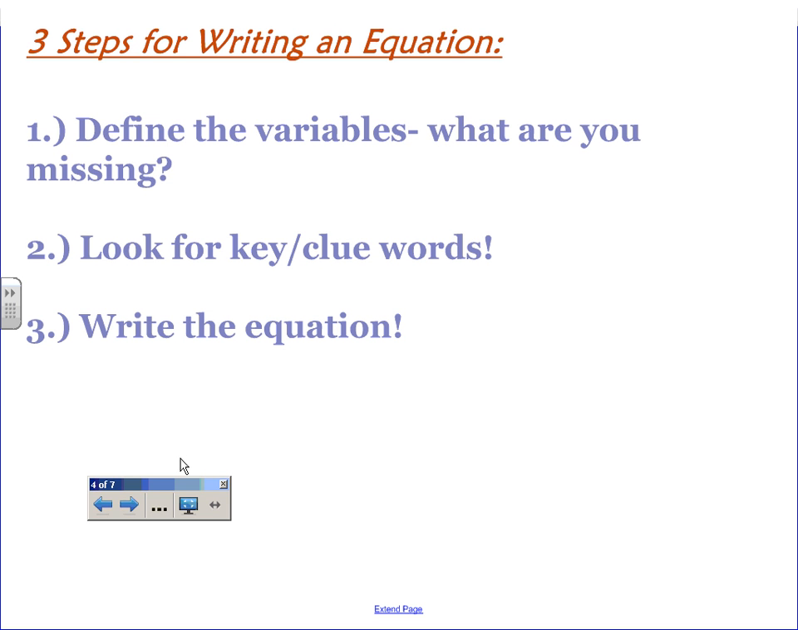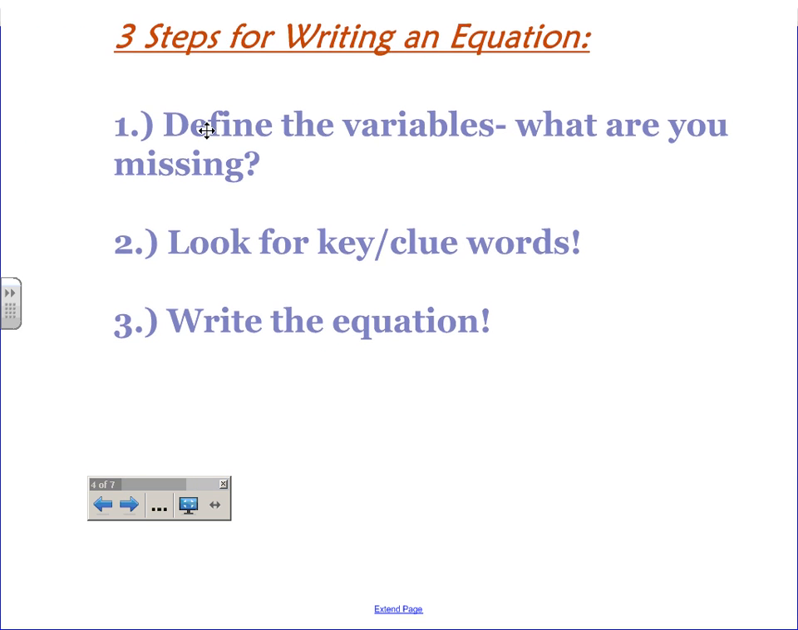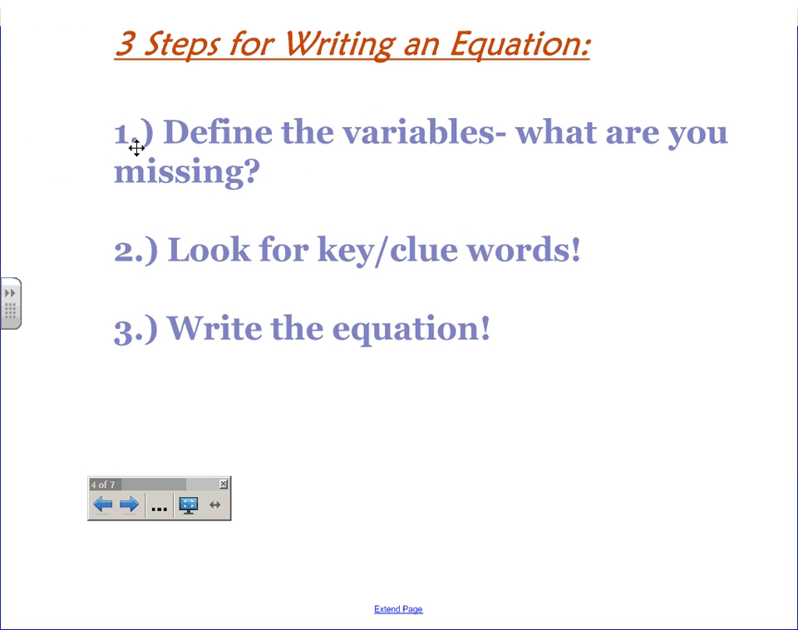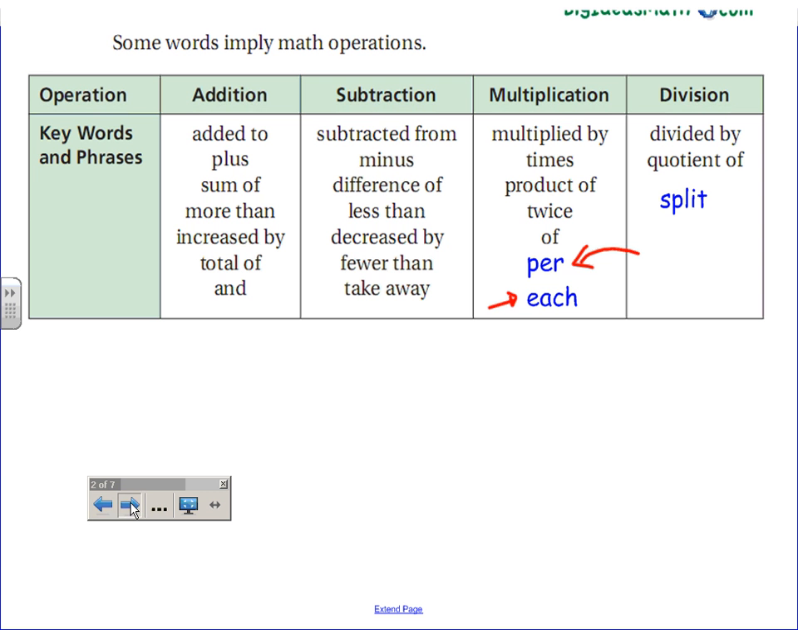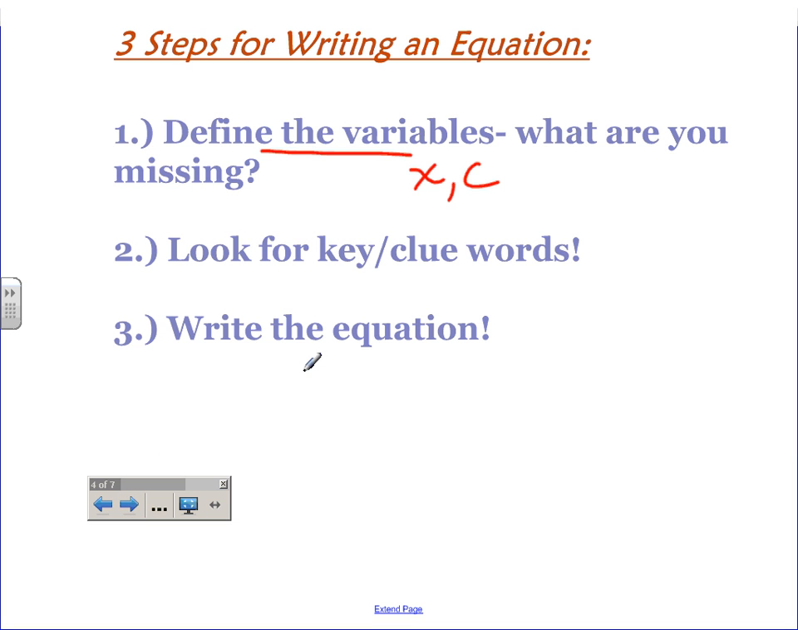All right, there are 3 steps for writing equations, and we have these in our yellow pages. Step number 1 says define the variables. You need to figure out what you are missing and give it a variable. A variable is X or C. Give it some letter to stand for the number you don't know. Step number 2 is to look for key or clue words. The key and clue words are these words that we have in our chart. And step number 3 is to finally write the equation. We'll do a few examples together.